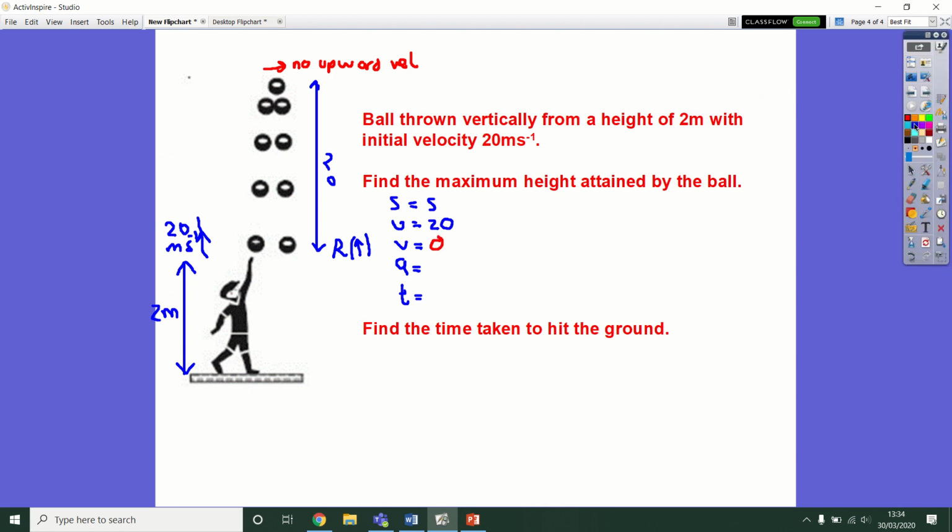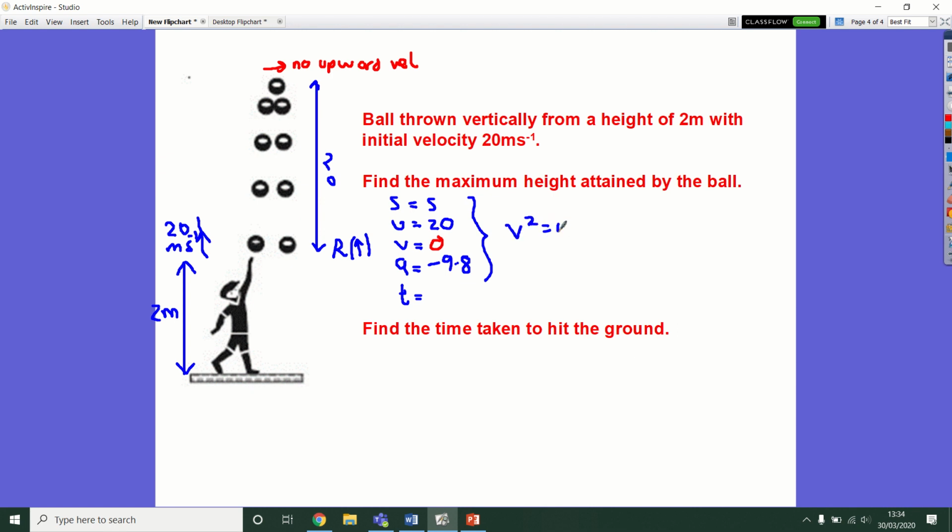Okay, and then for A, remember we're resolving vertically, and gravity acts towards the Earth. So for this one, A is going to be minus 9.8, minus g. Just compare that to what you've got over here. And then time, we don't really need time. It's just the height that it gets to at the top, and we've got 4 values, so we can get started. Okay, and the SUVAT equation for these 4, if you check your 5, the best one to use is this one.